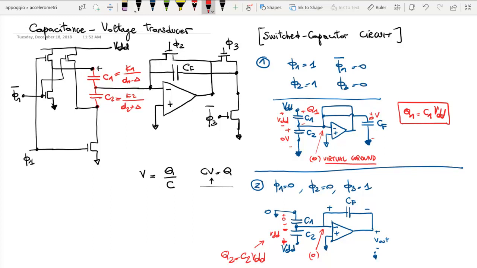Now we should try to understand exactly what is happening to the charge which was on C1, because you see there was some charge on C1. After this switch, there is no more charge on C1, but the charge which was on C1 can go only towards C2 or towards CF. There is no way for this charge to go away. Okay, so we need a bit to understand what is happening to the charge that was on C1.